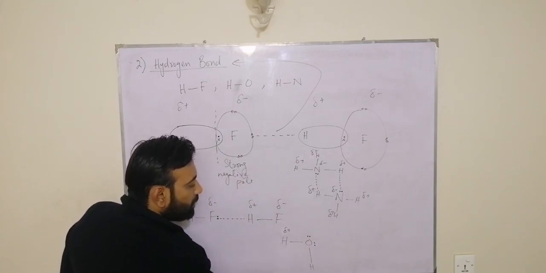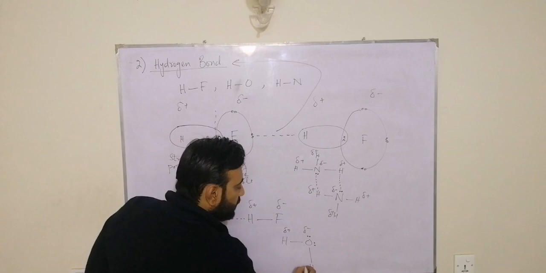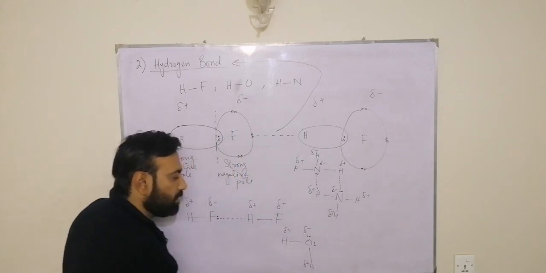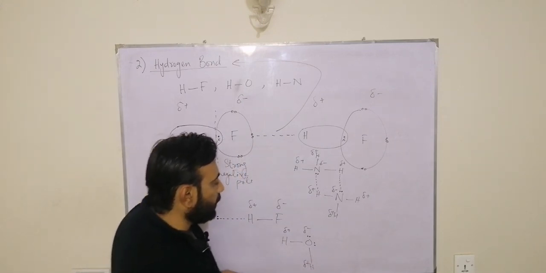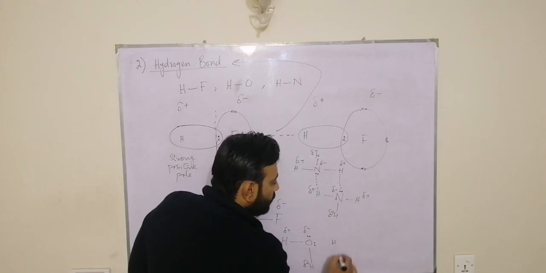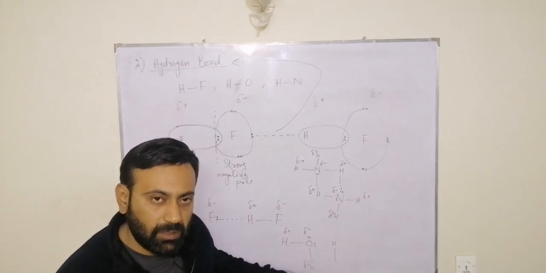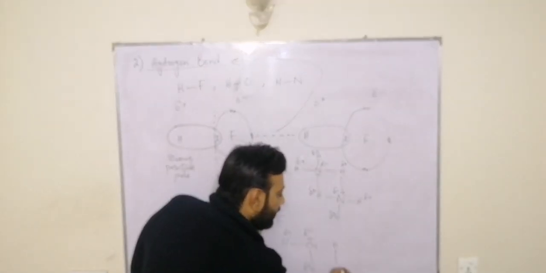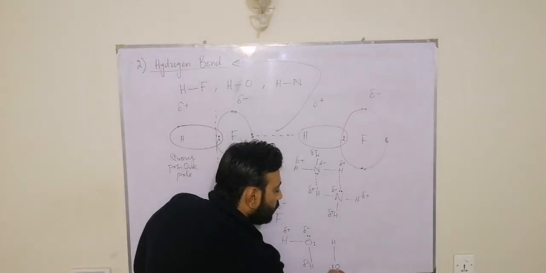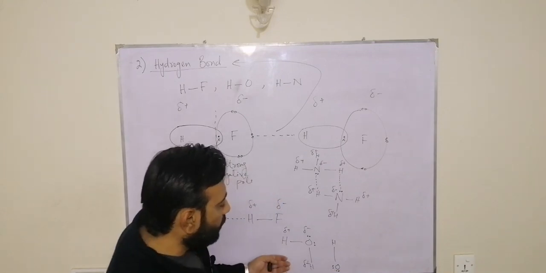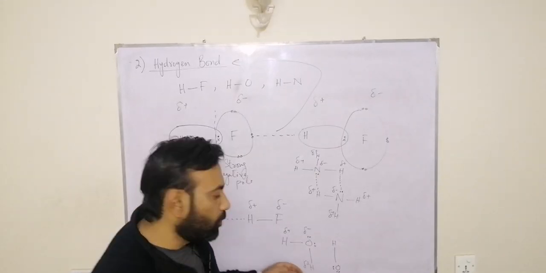Again, hydrogen is the positive pole, oxygen is the negative pole because oxygen's electronegativity is far greater than that of hydrogen. The positive pole of the other water molecule will arrange itself in front of the negative pole of this water molecule, and the negative pole of the other water molecule will arrange itself in front of the positive pole of this water molecule.